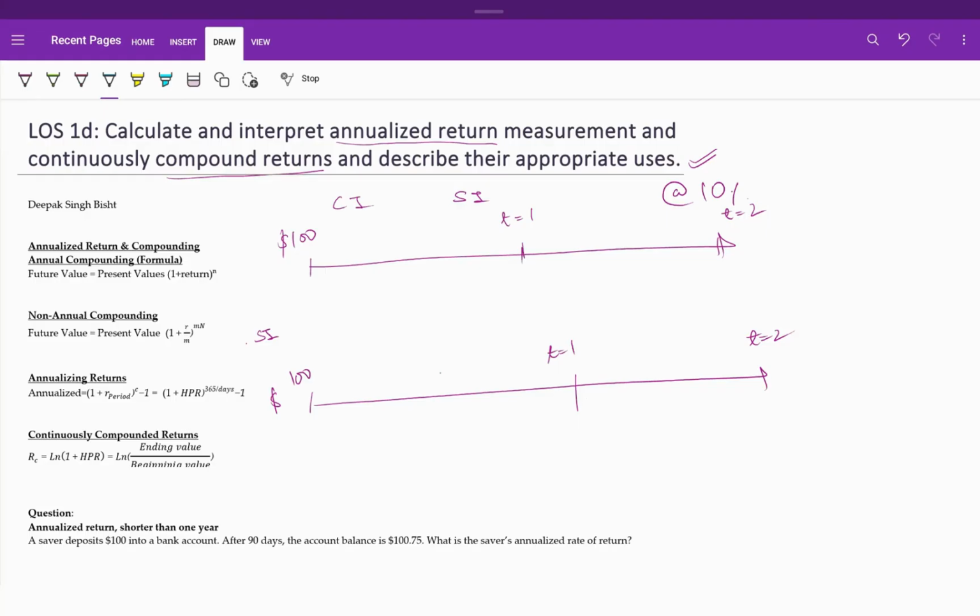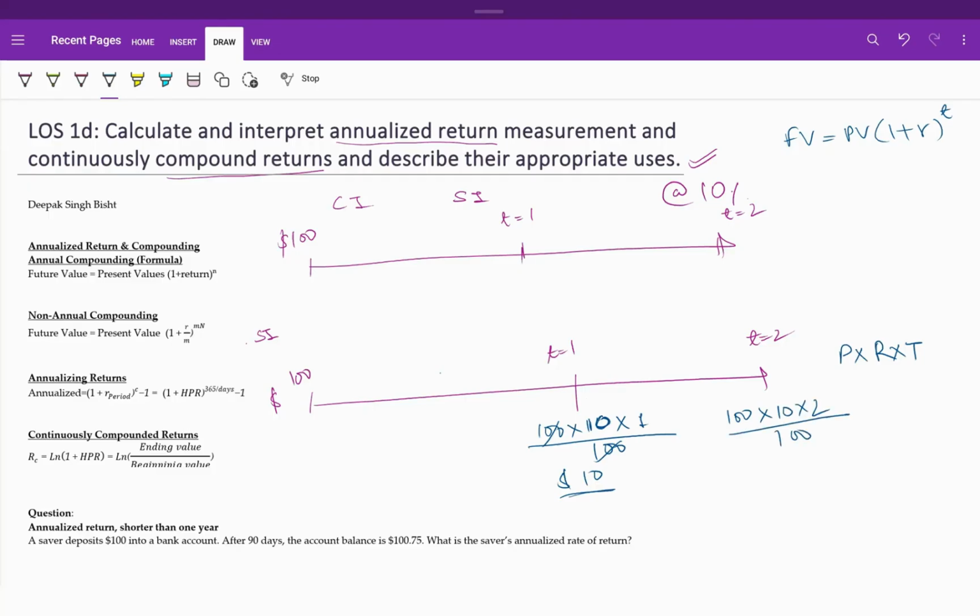The future value as per compound interest is present value times 1 plus rate to the power t, and for simple interest it's principal into rate into time. If I apply this here, principal is 100, rate is 10%, into time is 1. I divide by 100 because I have taken the rate as a percentage. So 10 is my interest for the first year. Again for the second year, 100 into 10 into 2 divided by 100, so here I am getting $20.